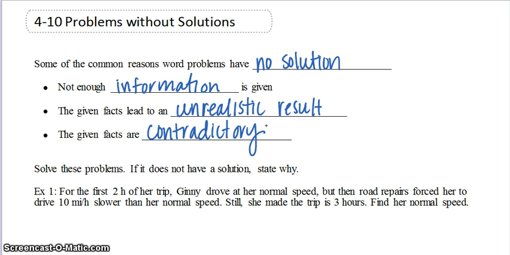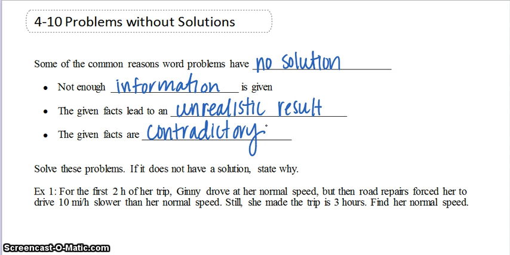If you have an unrealistic result, let's just say you get a width or a length, and it's a negative number. You can't have a negative width or a negative distance, so that's unrealistic. You might get a result, but it's unrealistic. Or contradictory, where that means you have two things, like one says something and the other says the opposite of it, and so you can't put them together because they contradict each other.